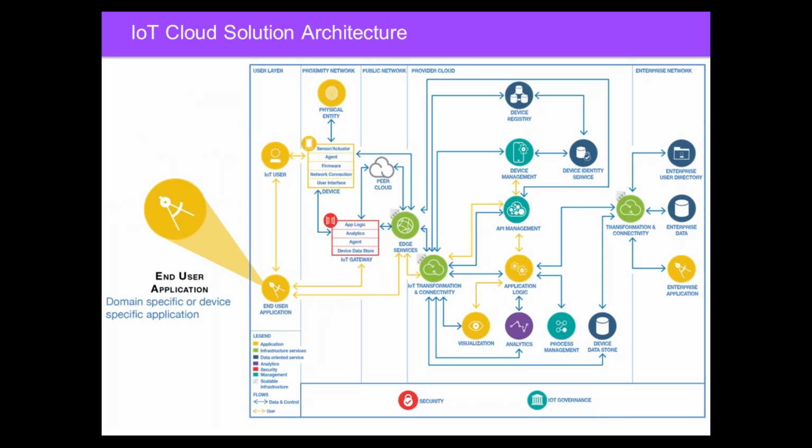Next would be the end user application, the domain specific or device specific application. If you're trying to manage, for instance, your washing machine, because it's a connected appliance, this would probably be a mobile application on your device, whether it's an Android phone, and it would allow you to do some basic things like change some of the settings and see where it is in the cycle. That's the type of interaction you'd be able to do with a mobile device. If we move to the next slide.